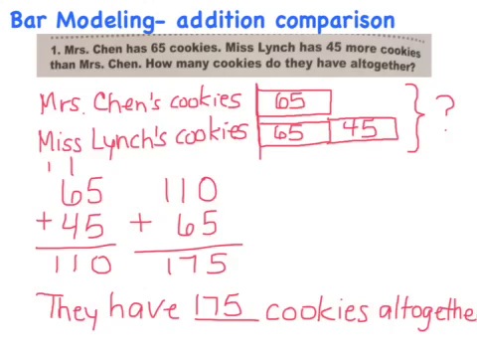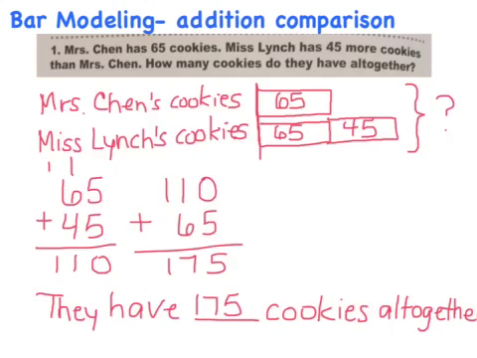In order to make sure that my answer makes sense, I'm going to round the numbers that are on our bars. So we have 65 rounds to 70. The other 65 is another 70. So 70 and 70 gives me 140.